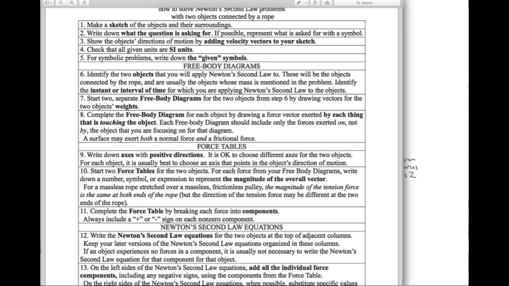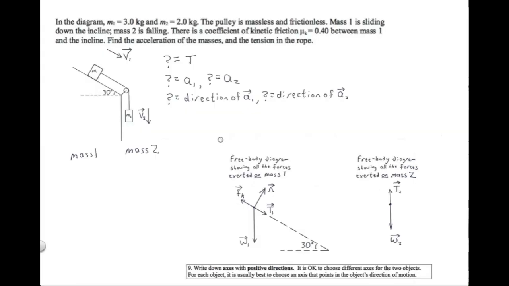So we have completed this step. We completed our free body diagrams by drawing the force vectors for each thing that was touching each object. Now we're ready to move on to our force tables. First, we want to choose axes with our positive directions, probably pointing in the object's directions of motion. Mass 1 is moving parallel to and down the incline. So I'm going to choose a positive x direction for mass 1 that is pointing parallel to and down the incline.